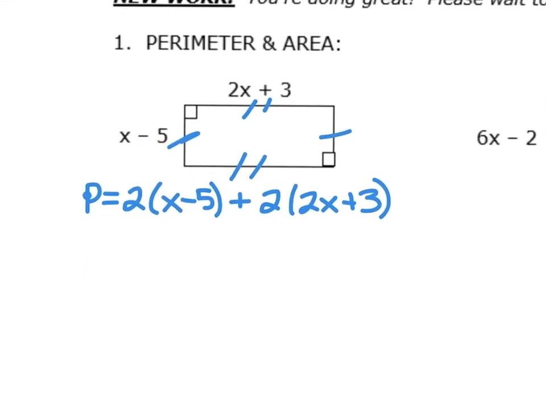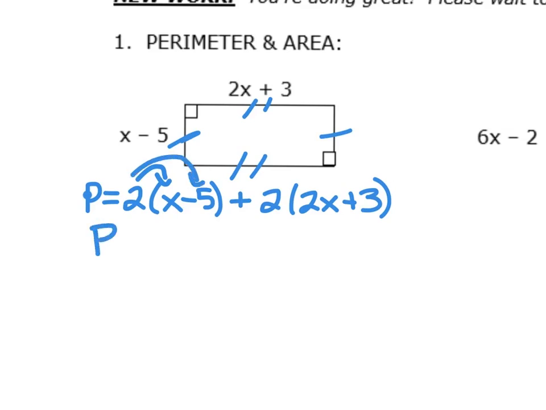So what we start with is distributive property to find the perimeter. So we get 2x minus 10. And then we would also do the same to the other side. We get plus 4x plus 6.